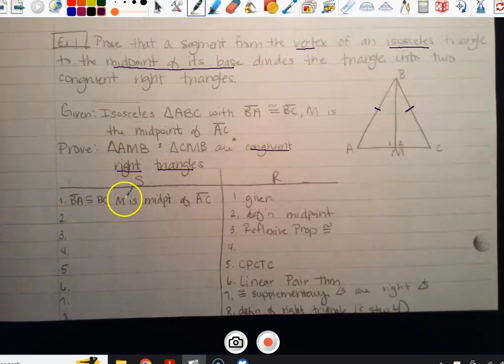Okay, so let's look at our number 1, what we're given, right? BA is congruent to BC, M is the midpoint of segment AC. That was given to us. So moving on from there, got some help for you. Let's use that definition of a midpoint since it said M is the midpoint of AC. Well, since that's the case, the midpoint is the middle of AC, which means it cuts AC in half. So AM is congruent to CM, right? Because the midpoint cut it in half. So segment AM is congruent to segment CM.